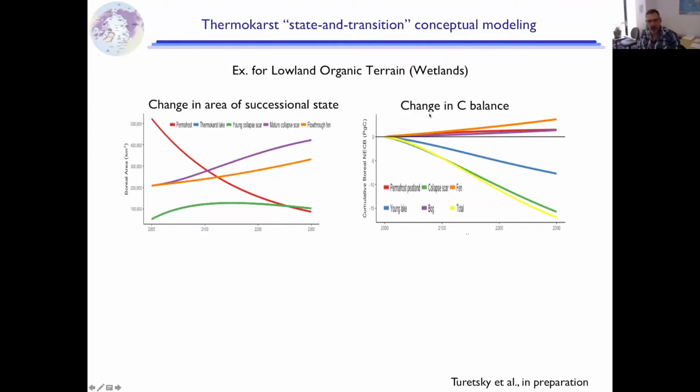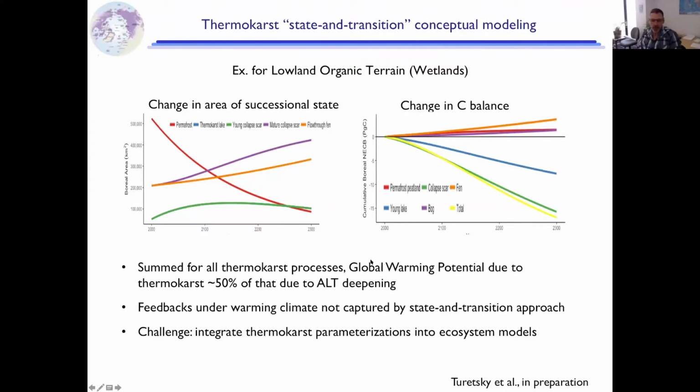And then if you sum it across all these different kinds of situations, and there's like 8 to 10 different ways you can talk about thermokarst, this is just an example for lowland organic terrain in the boreal region. If you add them all up, she's finding that there's a global warming potential due to the thermokarst of approximately 50% of that we're seeing due to active layer thickness deepening.